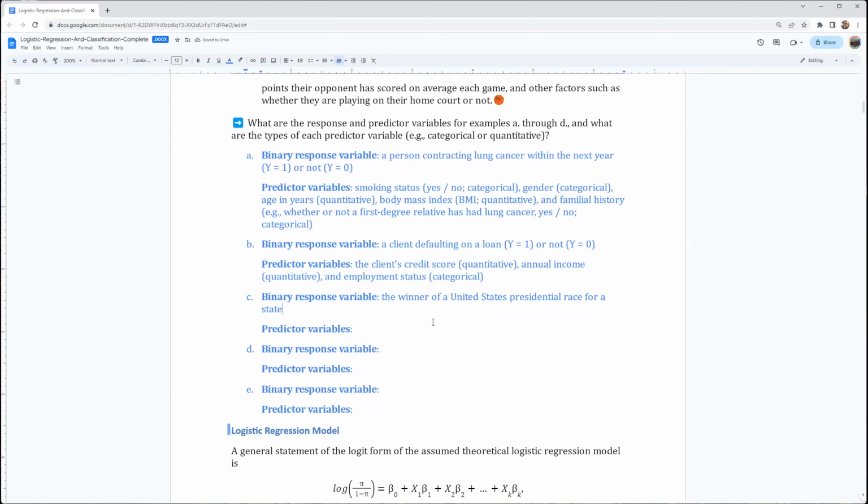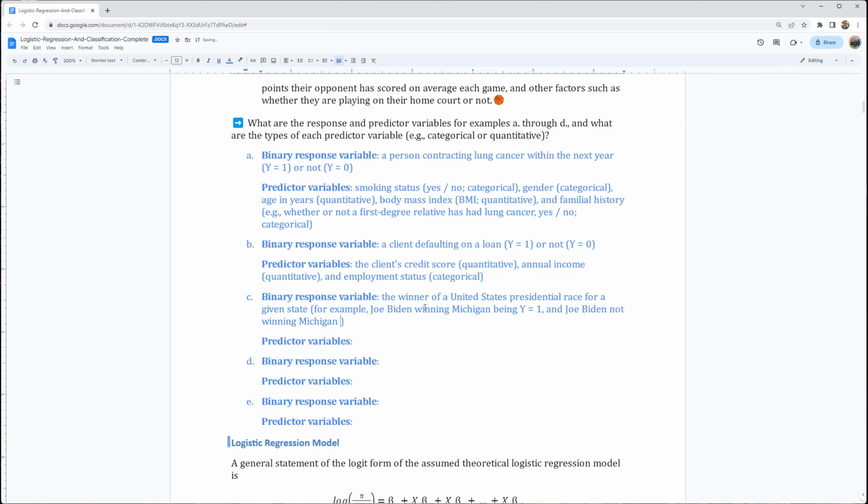Okay, so we could say, in this case, for the presidential one, the winner of a United States presidential race for a given state. Okay, so let's take, for example, the 2020 election, in which case we could say Joe Biden winning Michigan being Y equals one, and Joe Biden not winning Michigan being Y equals zero. Okay, so note that we have to make the response variable binary, two possible outcomes. In this case, we're defining it to be Joe Biden winning Michigan in 2020.